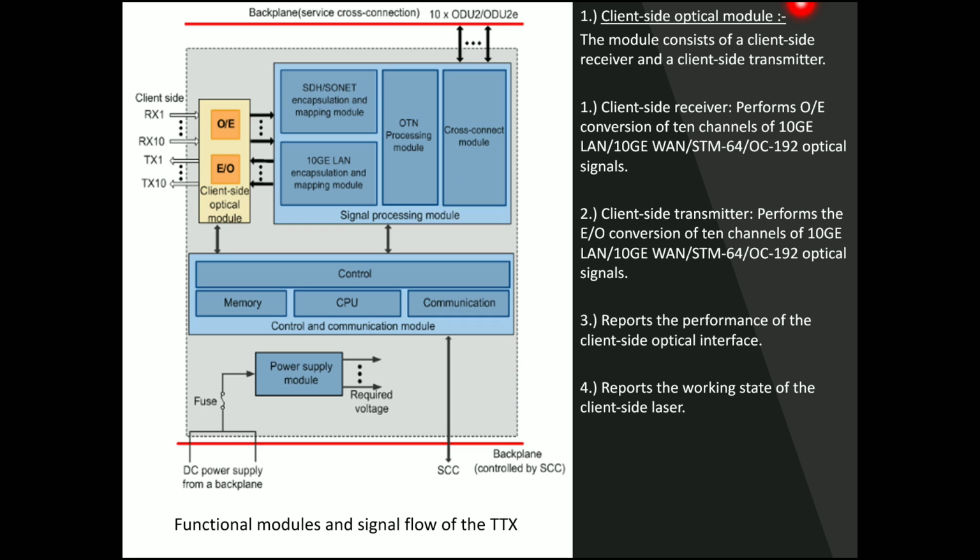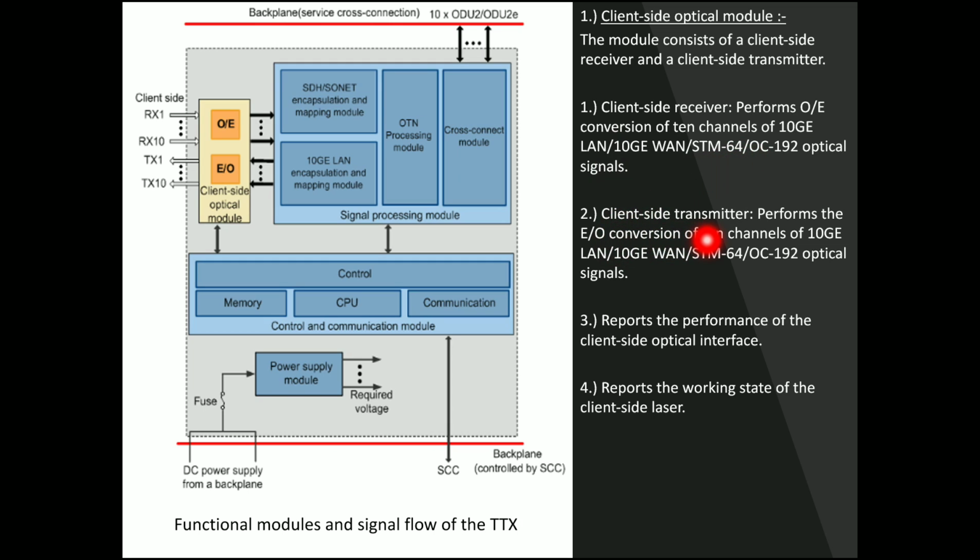So, client side optical module. This module consists of a client side receiver and a client side transmitter. Here you can see RX is the receiver and TX is the transmitter. RX1 to RX10, because there are 10 ports in the TTX OTN Tributary Card. The client side receiver performs the optical to electrical conversion. Here it shows the optical to electrical conversion of the 10 channels of 10G LAN, 10G WAN, STM-64, OC-192 optical signals. It means the receivers can receive any type of client signals, be it LAN signals or STM signals.